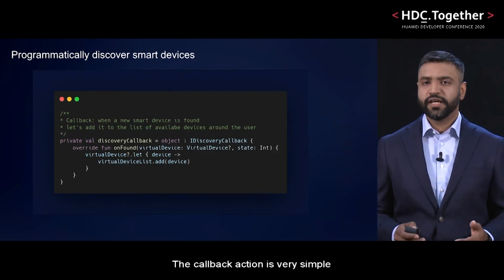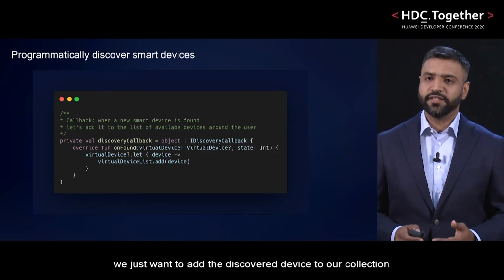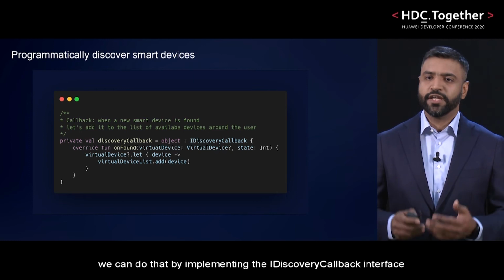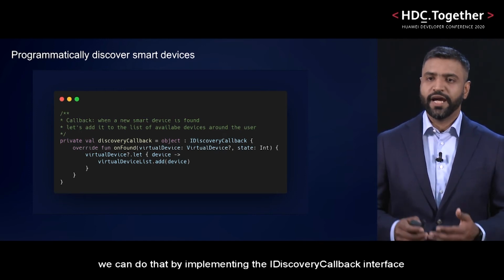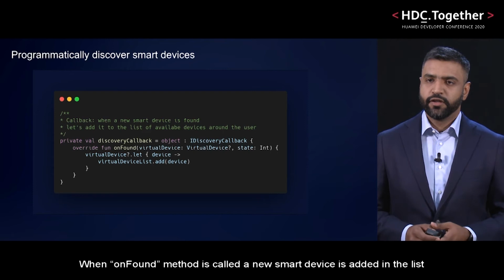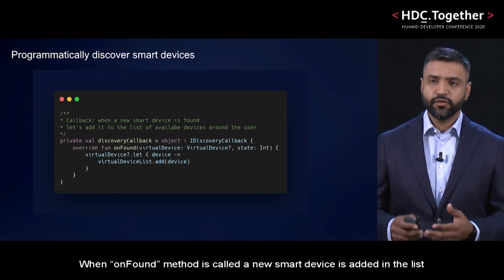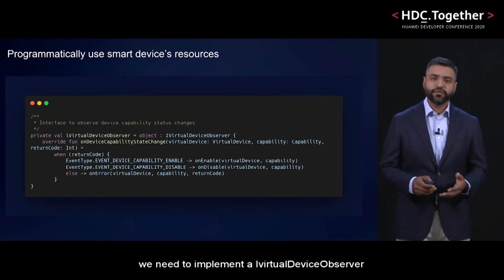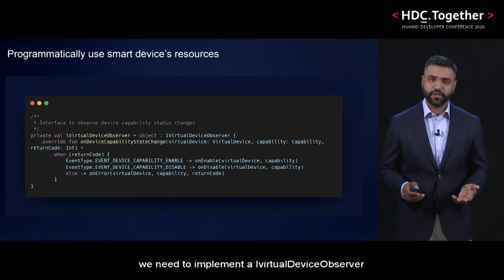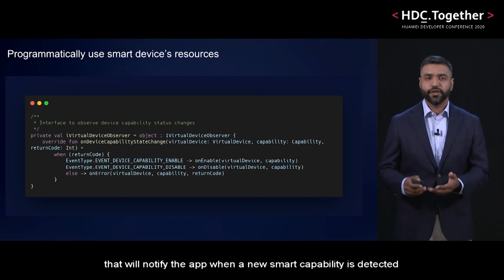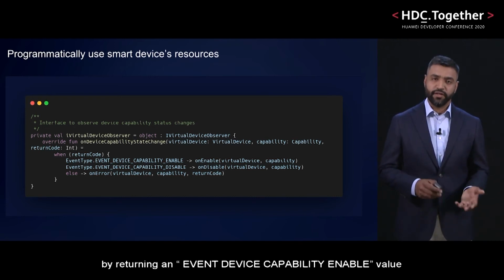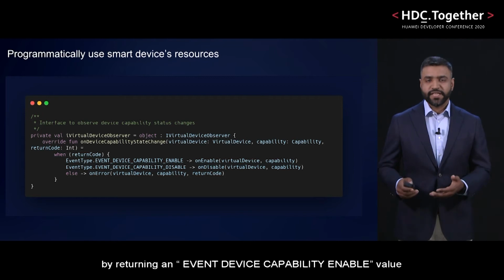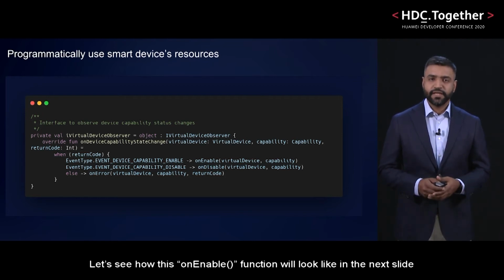The callback action is very simple. We just want to add the discovered device to our collection. We can do that by implementing the IDiscovery callback interface. When the onFound method is called, a new smart device is added to the list. Now, in the second case, we also need to implement an IVirtualDevice observer that will notify the app when a new smart capability is detected by returning an event device capability enable value. Let's see how this onEnable function will look in our next slide.